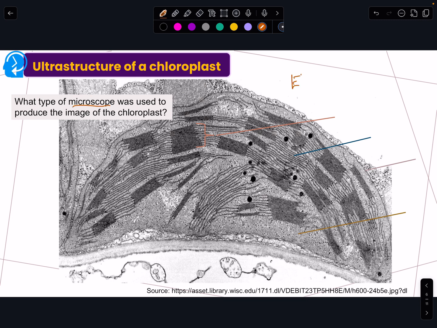So here, this image that you see is taken from the electron microscope. So you can see how clear the image is. And in order to understand this better, I'm going to explain the whole structure of the chloroplast, and then we can discuss the labeling and everything, so that you can connect with the image in a better way.